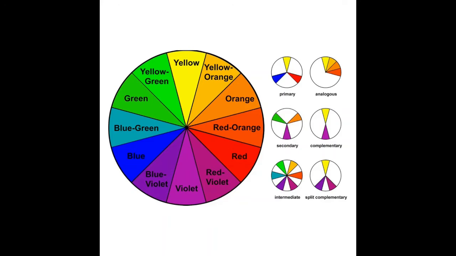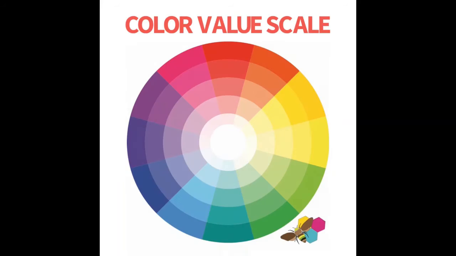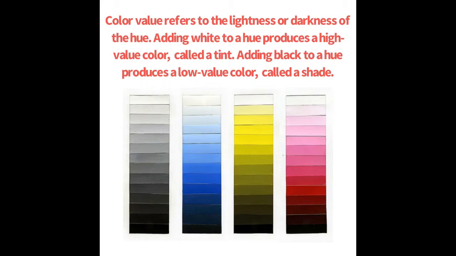Think back to what you've learned about color in art class. Remember, for color value scale, you're looking at a color and you're adding either white or black to make it a tint if you add white or a shade if you add black.